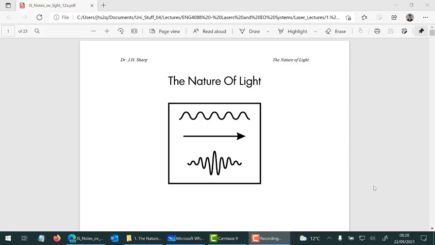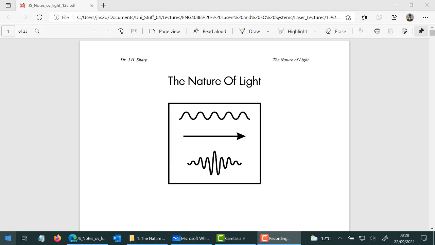So this is a section of the notes on the nature of light. We start here because to understand how light interacts with materials, for example, if you want to use a laser for welding or cutting or other applications, then you need to understand how light interacts with materials.